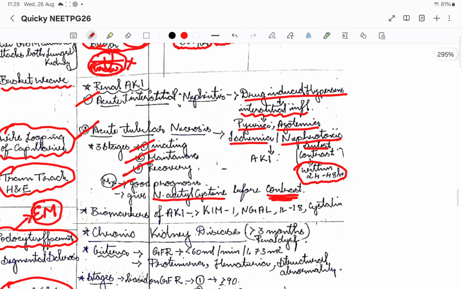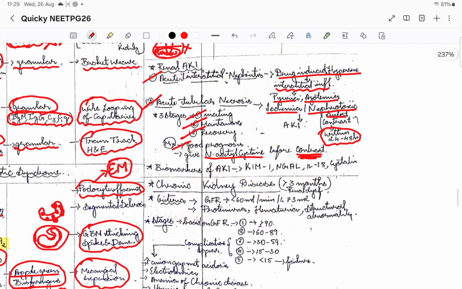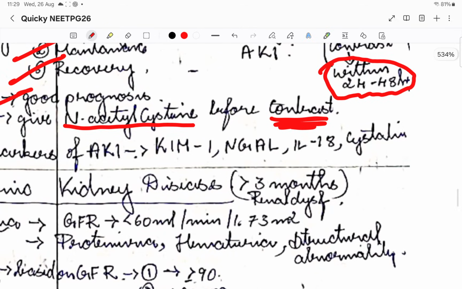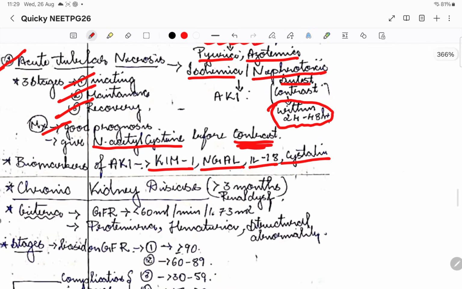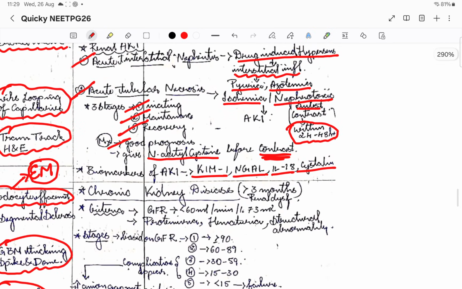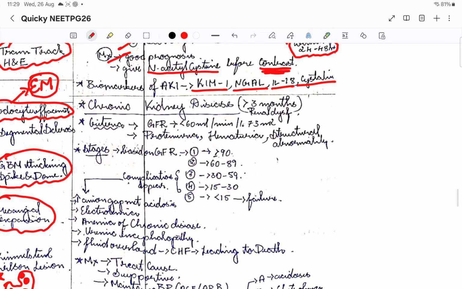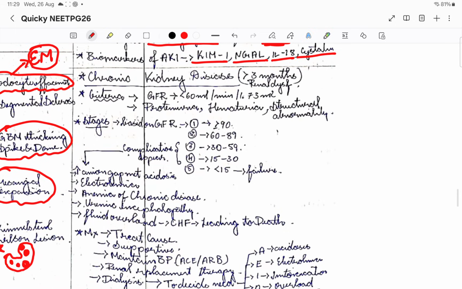Then the biomarkers with respect to acute kidney injury are, please remember this is a previous year question, KIM1, NGAL, IL-18 and cystatin. These are the biomarkers, just like cardiac biomarkers that we had seen in cardiology, right, with respect to MI, that is CK-MB, troponin, all these things. Okay, so in the same way, KIM1, NGAL and interleukins, all these things can be the biomarkers of acute kidney injury.